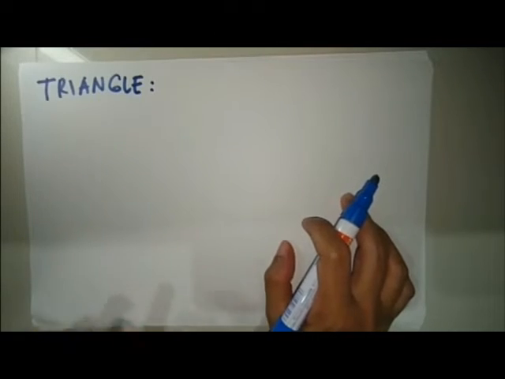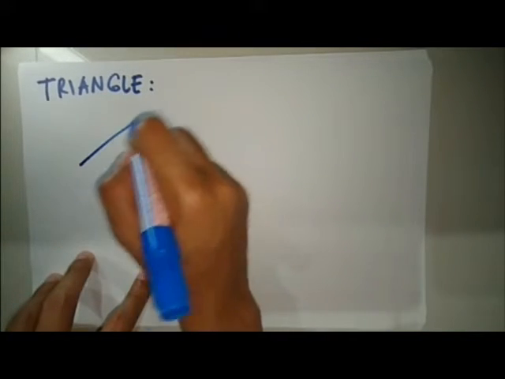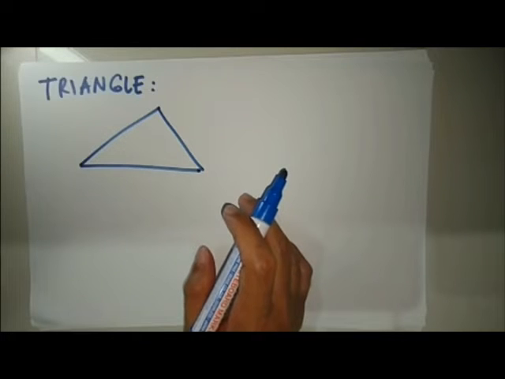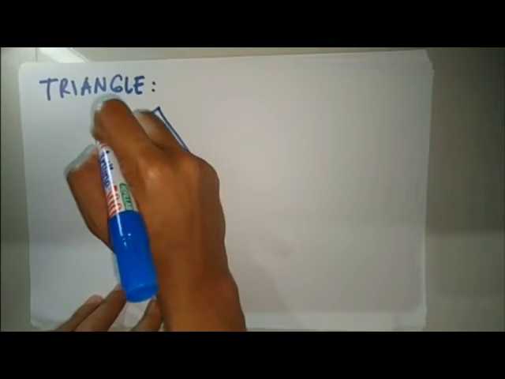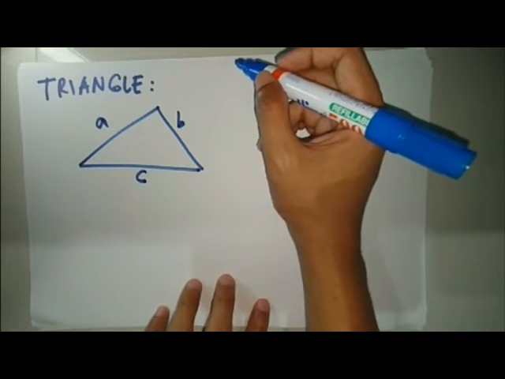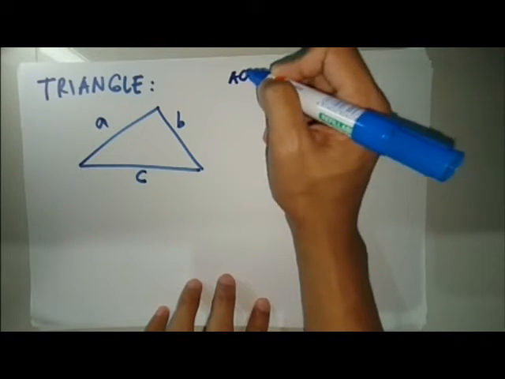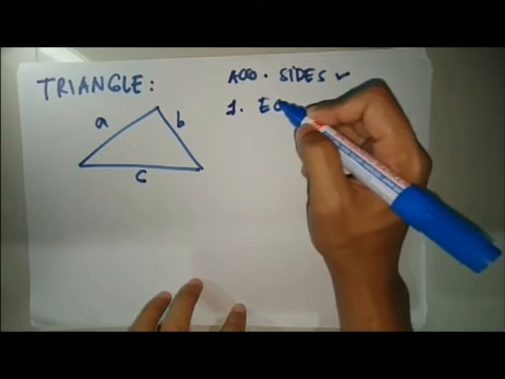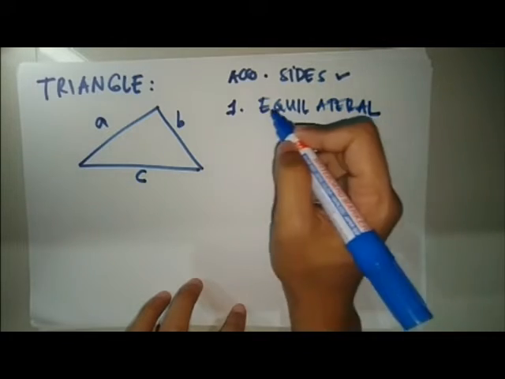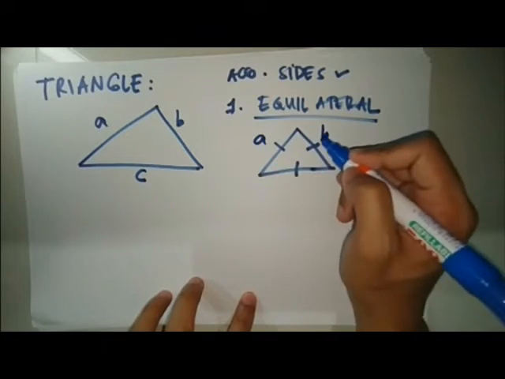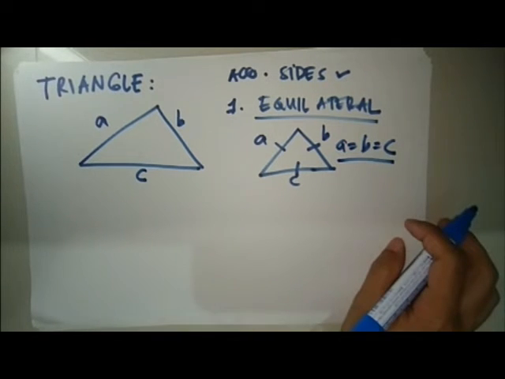So let's proceed to the triangle. A triangle is a polygon which has 3 sides. For example, here we have a triangle. We have discussed this in my last topic, plane trigonometry. Here you have 3 sides, so that is a triangle. The first classification of triangles is according to sides. First is the equilateral triangle, which has three equal sides. If A is equal to B is equal to C, that is an equilateral triangle.